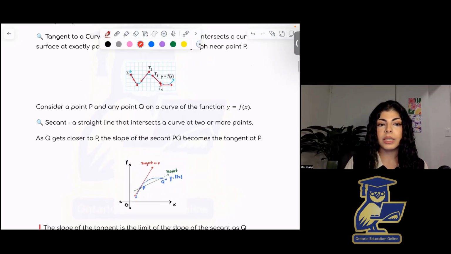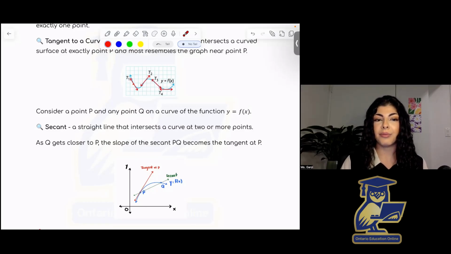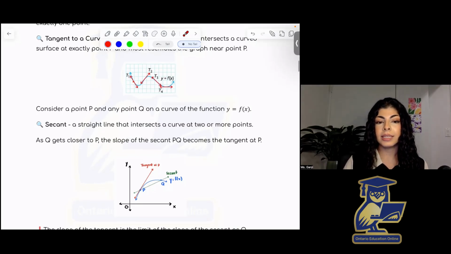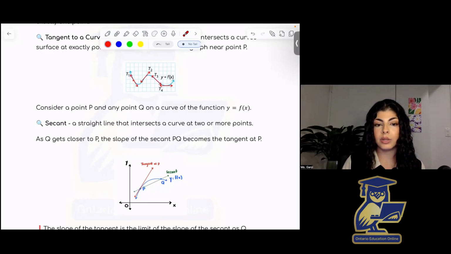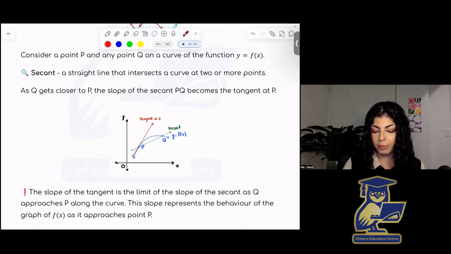So to do that, we're first going to consider 2 points, point P and point Q, on a curve of the function. And this is also a refresher definition for us, but a secant is a straight line that intersects the curve at 2 or more points. And if we have points P and Q, then the secant PQ is the line that connects these 2 points on the curve of the function. So looking at our diagram here, we have for the blue function y equals f of x, 2 points P and Q, and generally with notation, P is our main point that we're looking at, and Q is our second point that we chose.